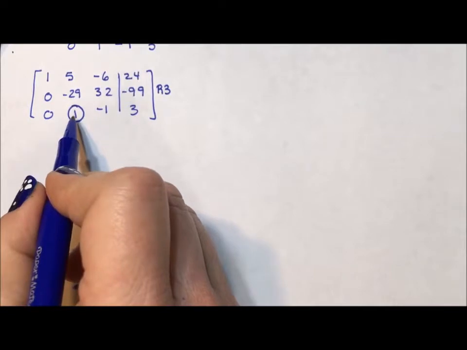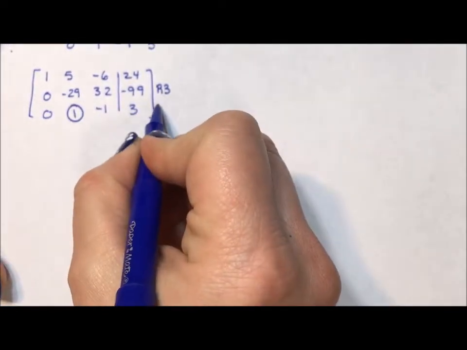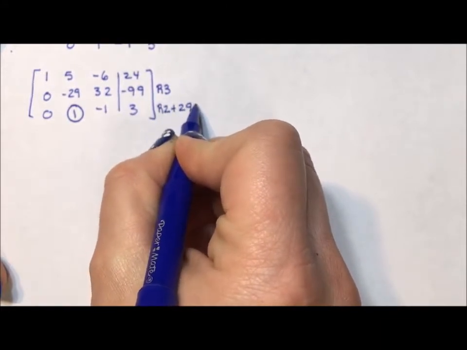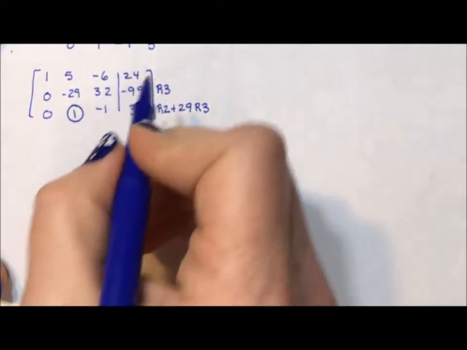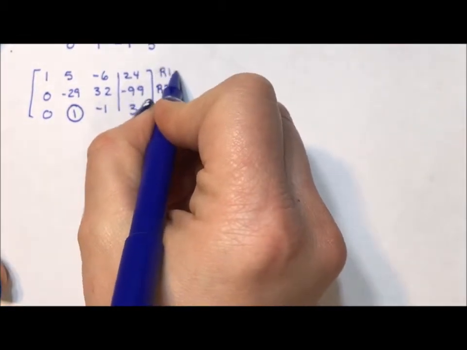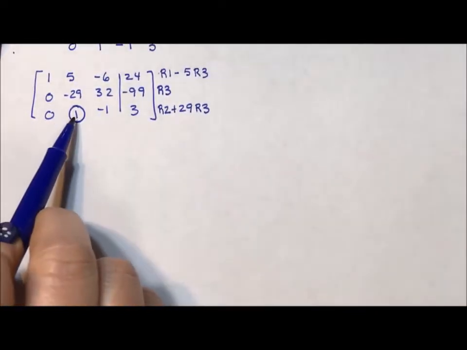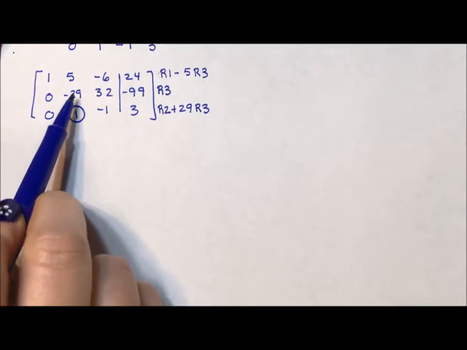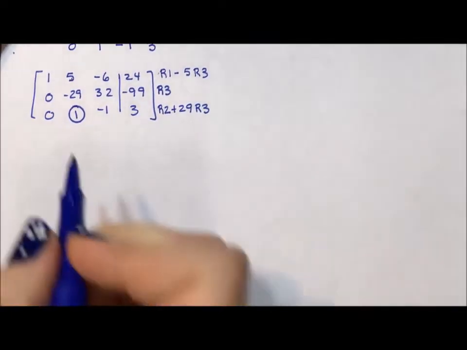Row 2 becomes row 3. So to get rid of that -29, I'm going to have to say row 2 plus 29 times row 3. To get rid of the 5, I have to say row 1 minus 5 times row 3. That will take this 1 and use it kind of as an eraser, erasing all of the other numbers in this column.